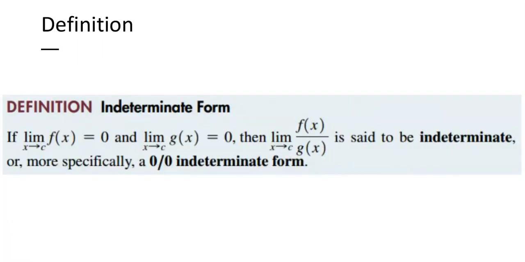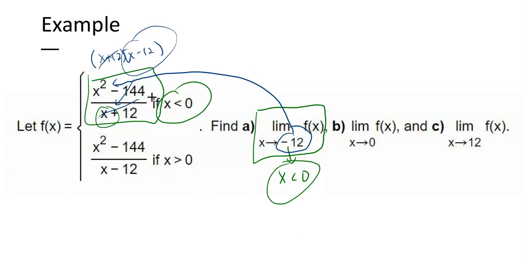I think we're supposed to reduce it then. So reduce this. The x plus 12s cancel out. We're left with x minus 12. And then you can plug negative 12 into what's left over here, and you'll get negative 12 minus 12, which is negative 24.